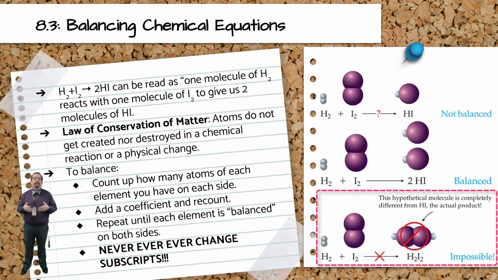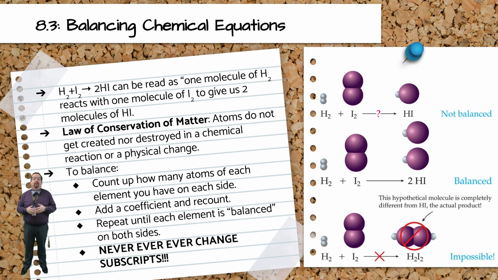So why did we just add a molecule of HI instead of changing HI to H2I2? Wouldn't that balance the equation as well? Well, technically, yeah, but remember, our substances are dependent on what they're made of. A molecule with 1 atom of hydrogen and 1 atom of iodine would be significantly different than the hypothetical and completely impossible molecule made up of 2 atoms of hydrogen and 2 atoms of iodine.